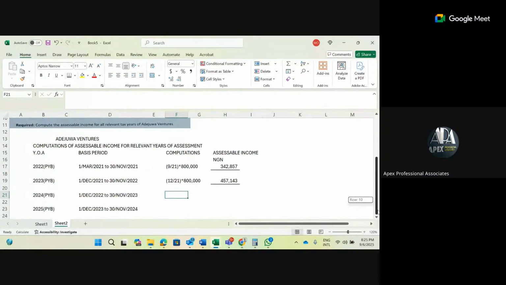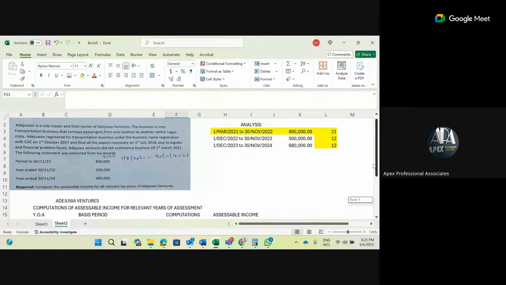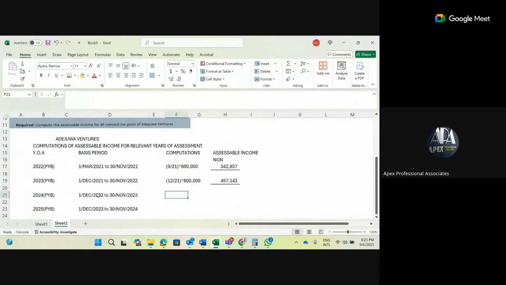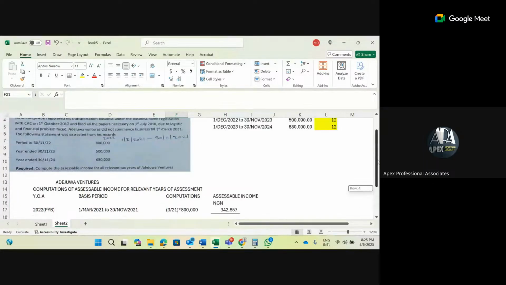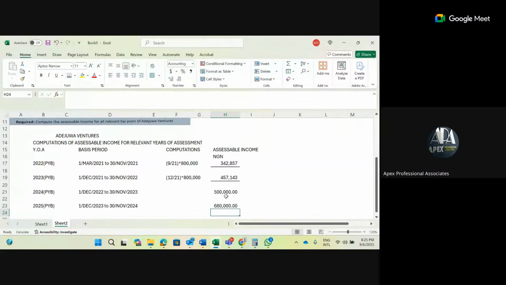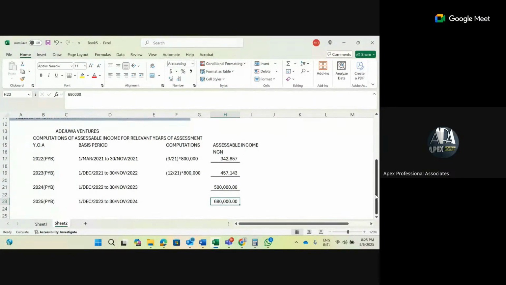The last 2 years of assessment, do I need to show computations? No. Because based on my analysis, I have 1st of December 2022 to 30th of November 2023. And that is what I have in my business period here. And what is the profit? The first one, 500,000. The last one, the same thing, 680,000 naira. That is what you need to know when it comes to commencement of assessable income.